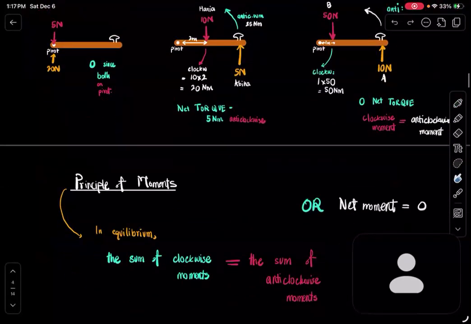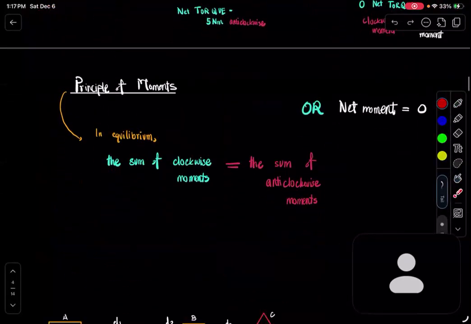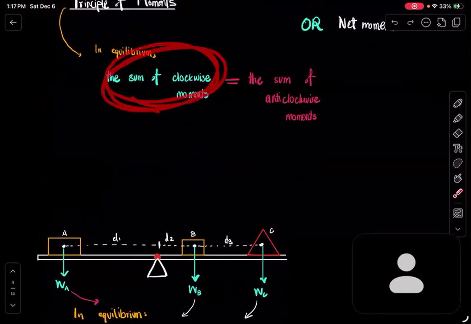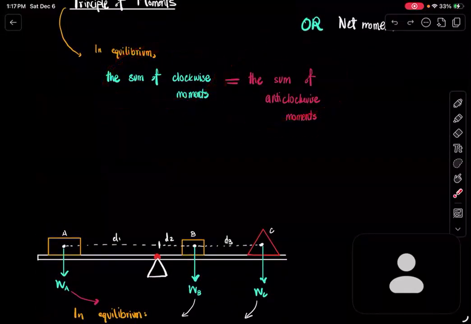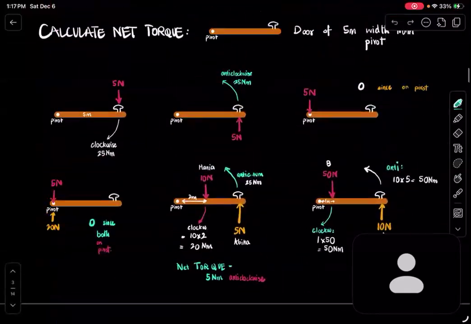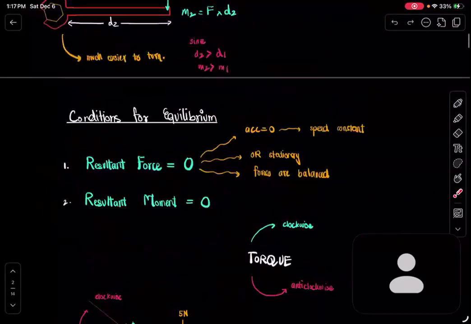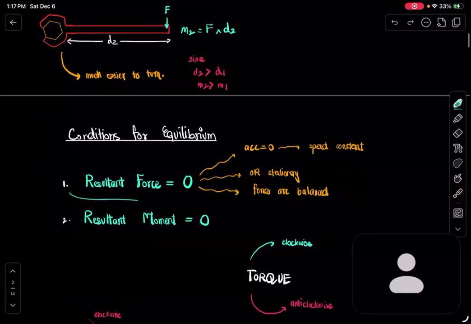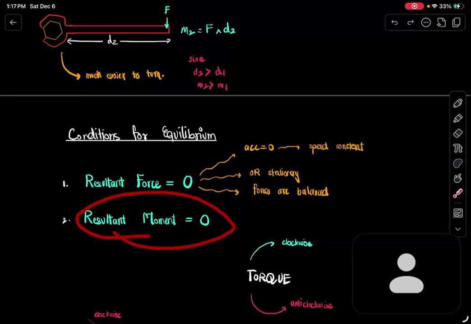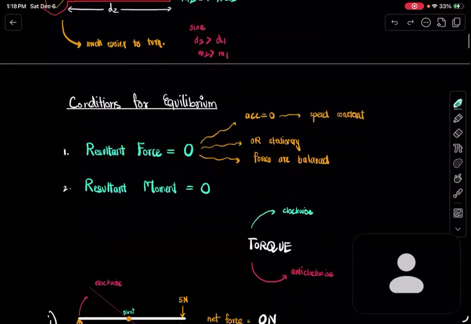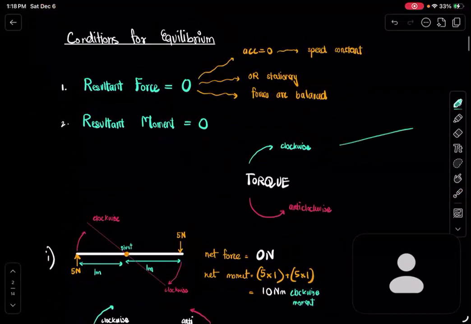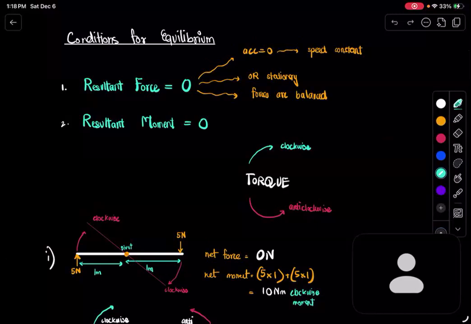The principle of moments says that the sum of the clockwise moments is equal to the sum of the anti-clockwise moments in equilibrium, right? Because in equilibrium, you have to have two things. Equilibrium means that the resultant force is zero, and it also means that the resultant moment is equal to zero. And the resultant moment is what? It is the difference between the clockwise moment and the anti-clockwise moment, right?